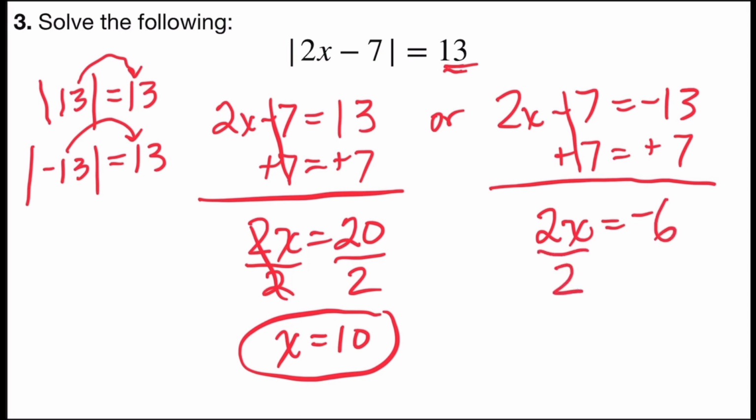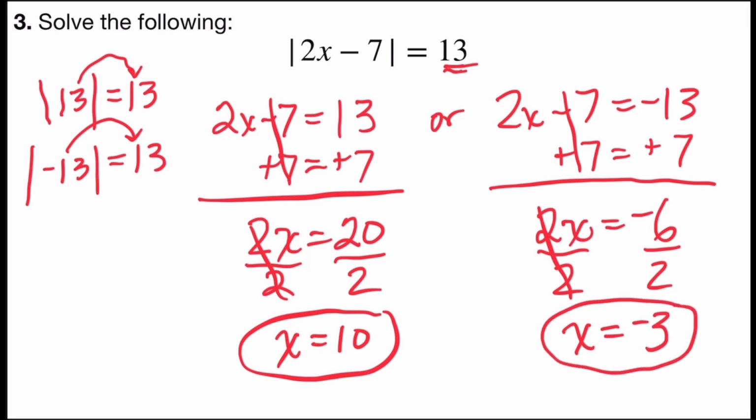Again, I'm going to divide both sides by 2 in order to make the coefficient equal to 1. 2 divided by 2 is 1x. And negative 6 divided by 2 is negative 3. So the solution from the second case is negative 3. And so my two solutions to the problem: x would equal 10 and x would equal negative 3.